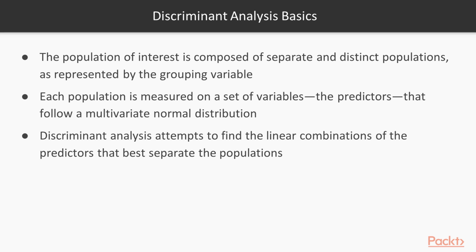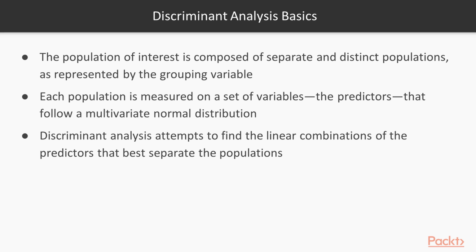Now, the idea is that each population is going to be measured by a set of variables or your predictors, and that these predictors follow a multivariate normal distribution. So in terms of comparing this to logistic regression, we can already see that we're assuming that we're meeting the assumption of normality, and that's something that logistic regression does not assume.